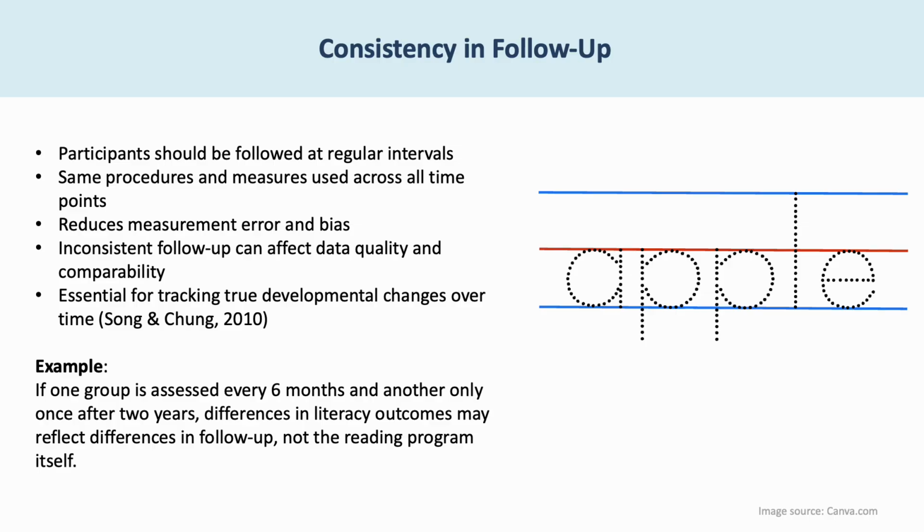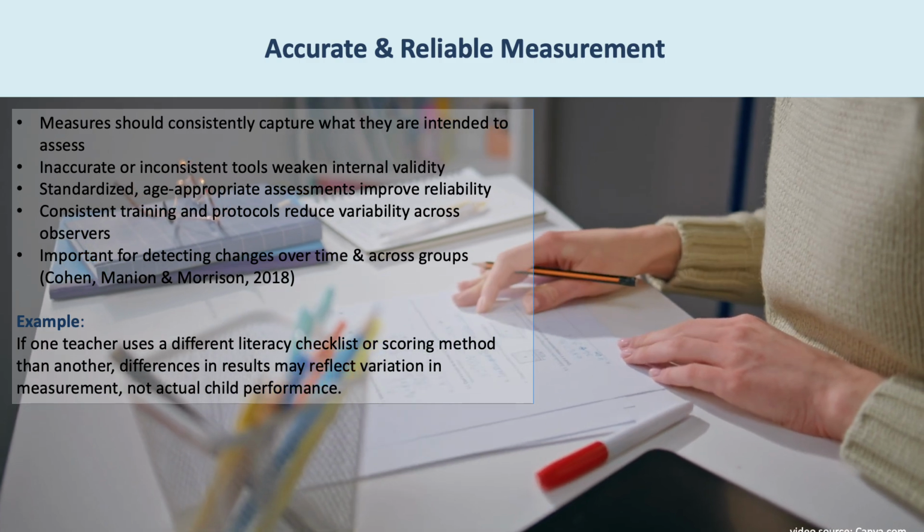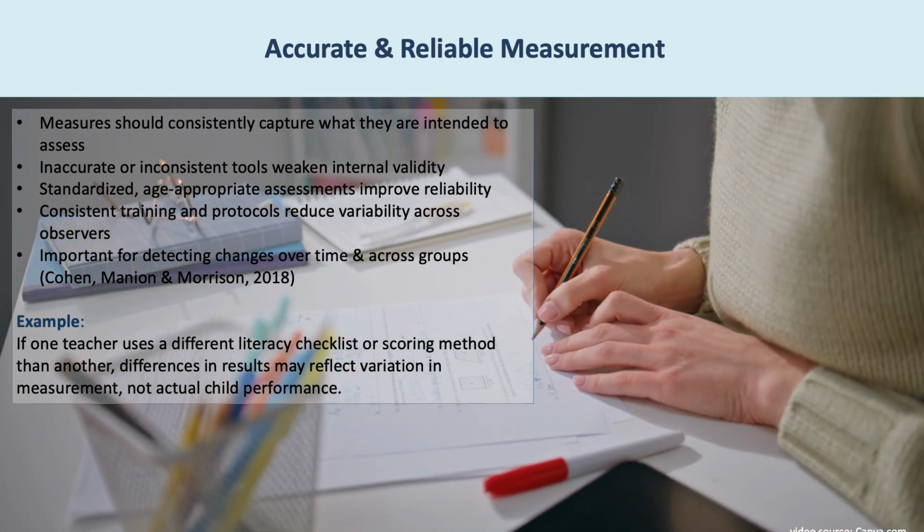So to uphold this assumption, we'll plan our data collection schedule carefully and use the same tools at each time point. And this will help us accurately track developmental changes and reduce the risk of bias related to inconsistent data collection. Maintaining consistency in follow-up is essential to preserve the integrity of the study and to make valid comparisons across groups and over time. The next assumption is accurate and reliable measurement.